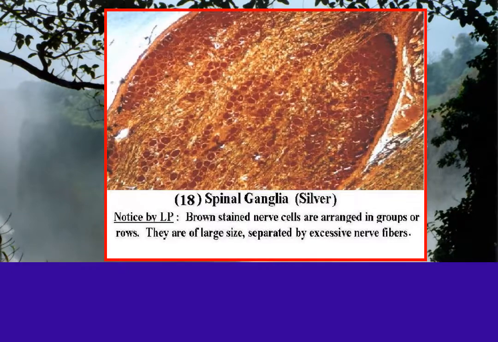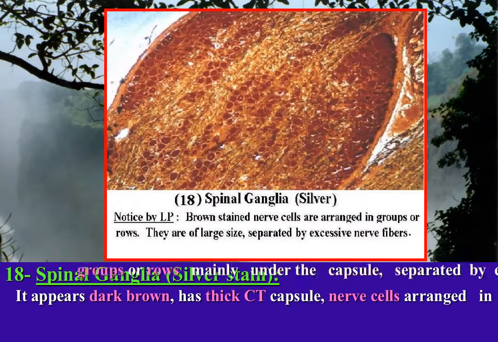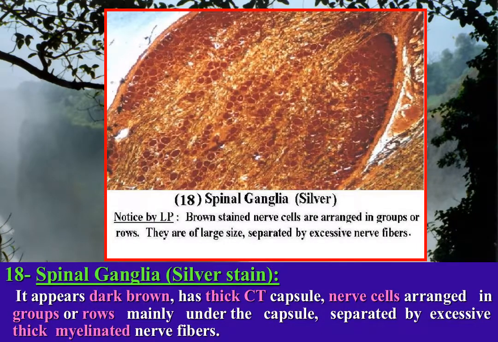Spinal ganglia stained with silver, examined by low power. It appears dark brown, has a thick connective tissue capsule, nerve cells brown in color, arranged in groups or rows, mainly under the capsule, separated by excessive nerve fibers.